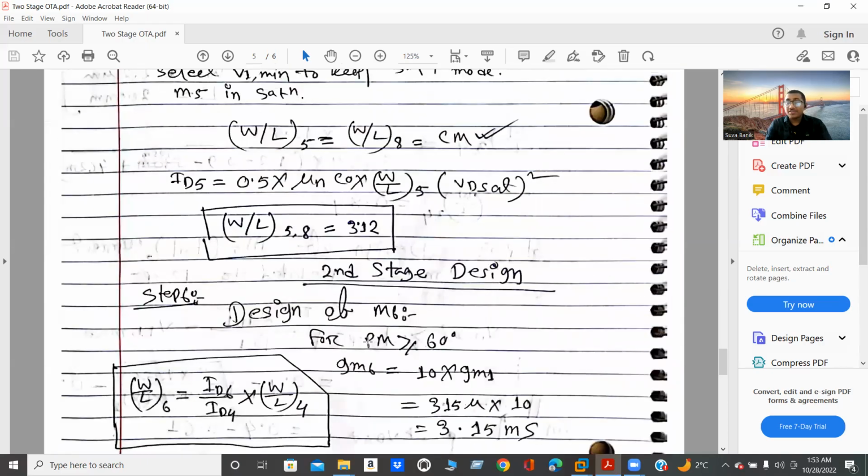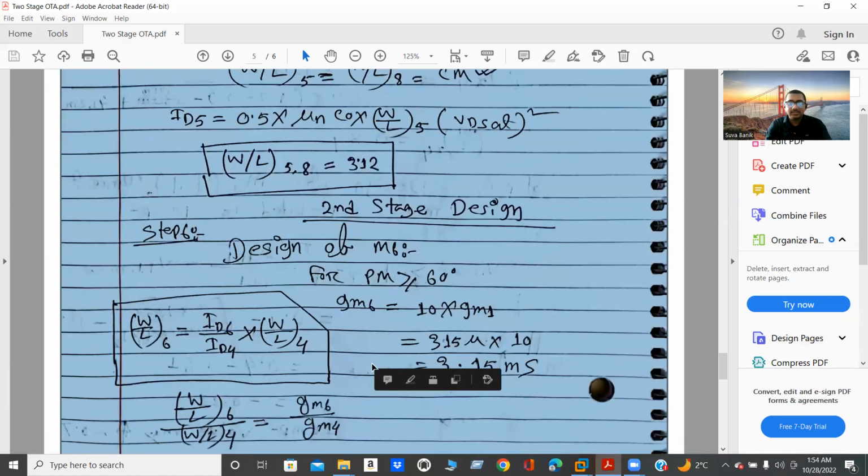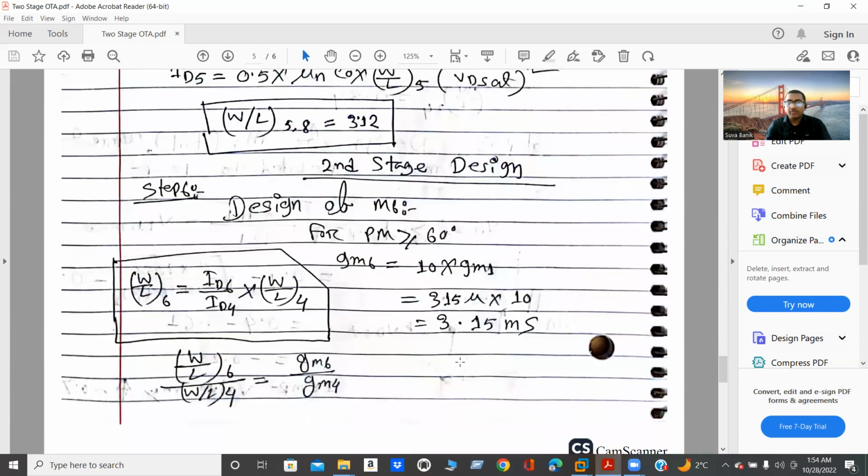Now, my first stage is done. My next work is to design the second stage, which is nothing but the M6 and M7 transistor. To design M6 transistor, which is my PMOS, as well as my input for the second stage, the GM6 should be 10 times higher from the input stage GM to maintain my phase margin greater than equal to 60 degree.